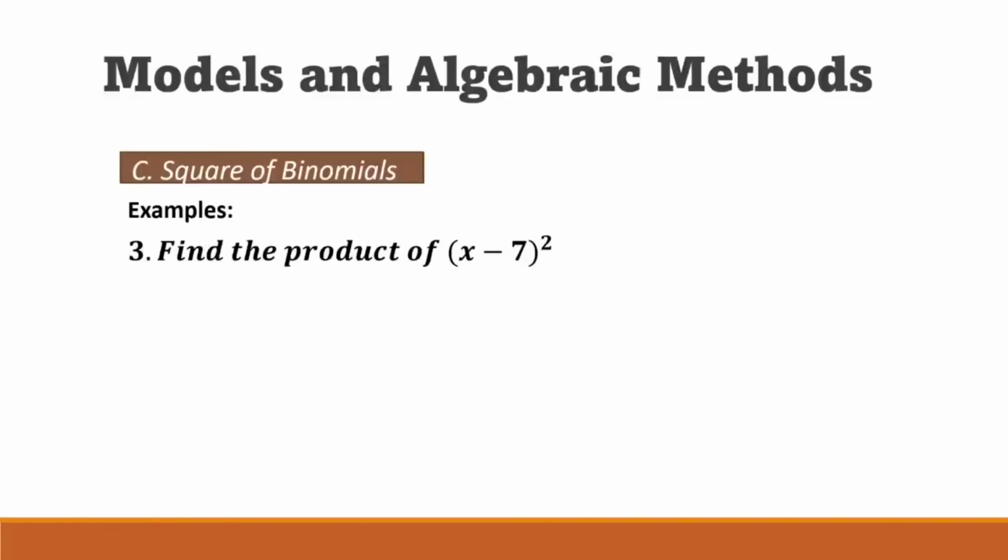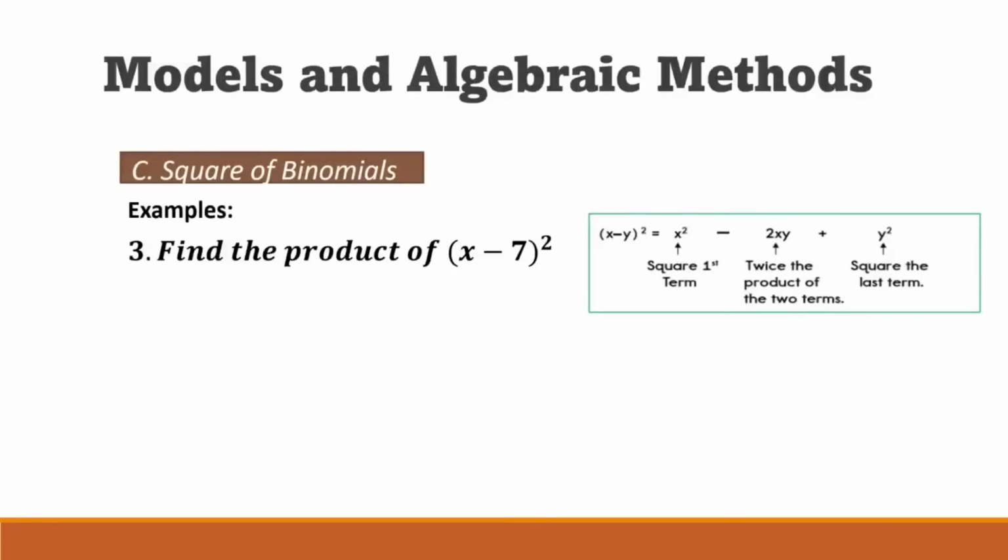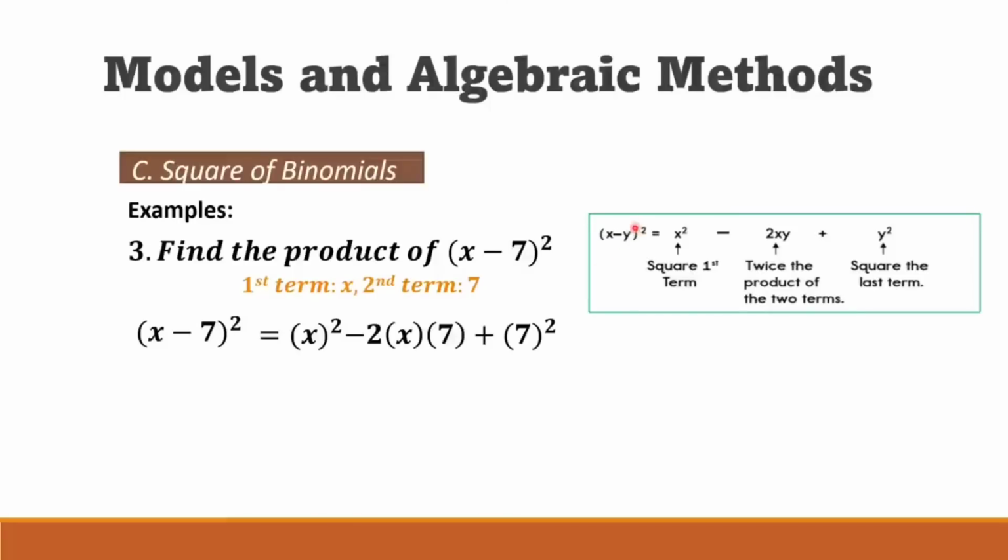For example number 3, we are going to find the product of x minus 7, the quantity squared. So this time it is subtraction. That's why the sign of our second term will be negative. Okay, so again, we identify the first term and second term. The first term is x, the second term is 7. And then we follow this model. So we square the first term minus 2 times the product of the first and second term plus the square of the second term.